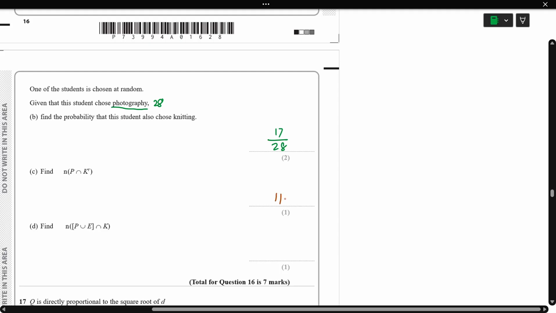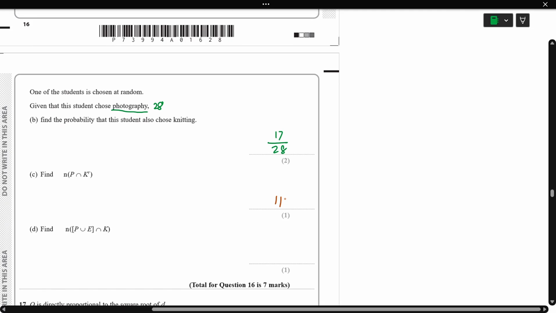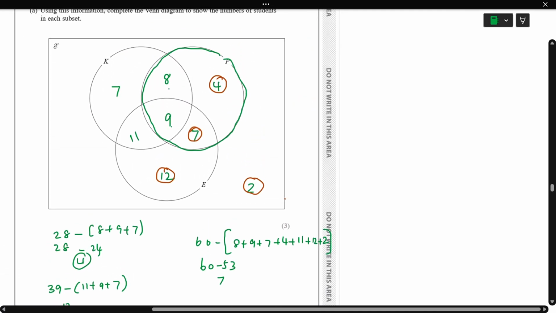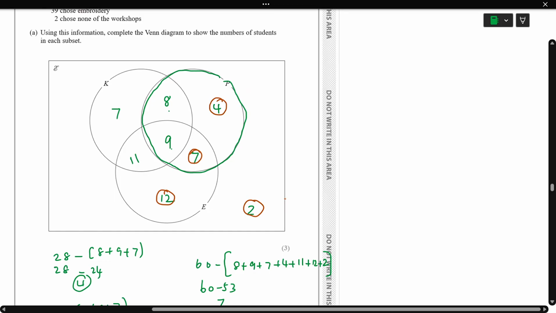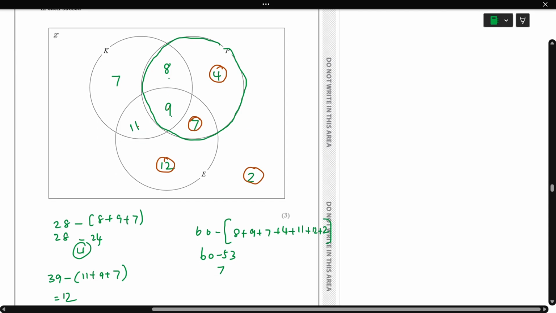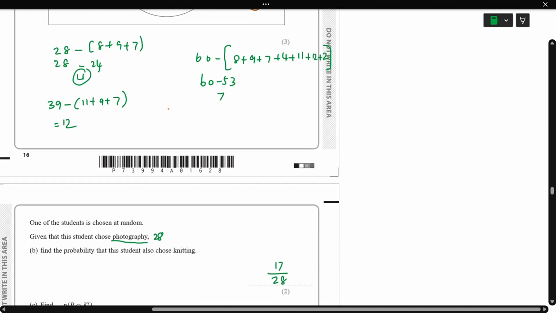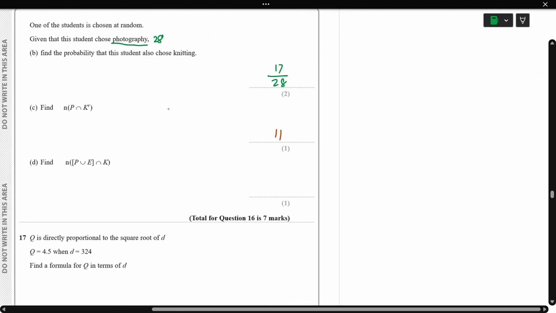So it's going to be 11. The next question, first P union E intersection K. P union E means the entire thing. Intersection with K, only 11, 9 and 8 intersect with K, common elements for K. So 11 plus 9 plus 8, which is 28. The answer is going to be 28 here.